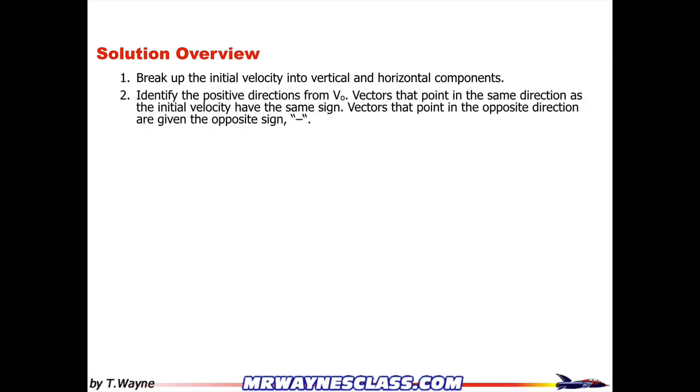Second, we're going to identify the positive directions using the initial velocity as the direction of the positive numbers. So vectors that point in the same direction of the initial velocity will have the same sign. Vectors that point in the opposite direction are given the opposite sign, because for us, signs indicate direction. We're going to fill out this givens table, and that's going to be a way of organizing ourselves.